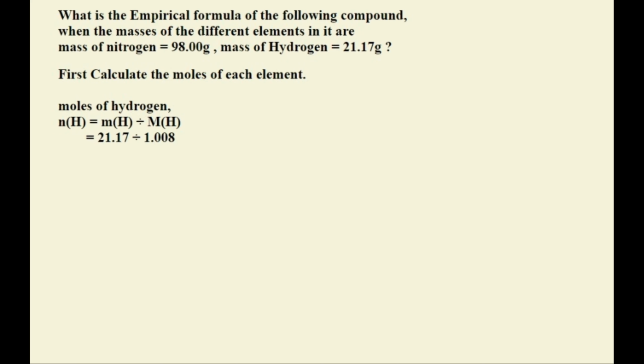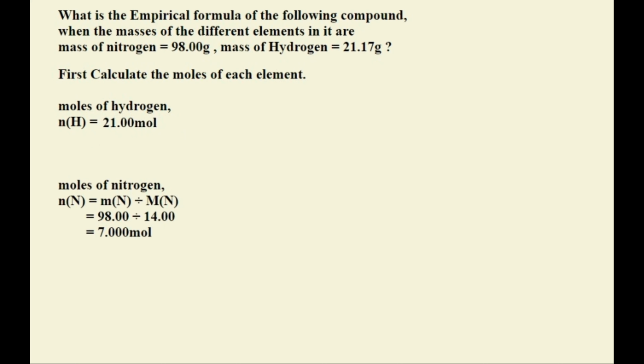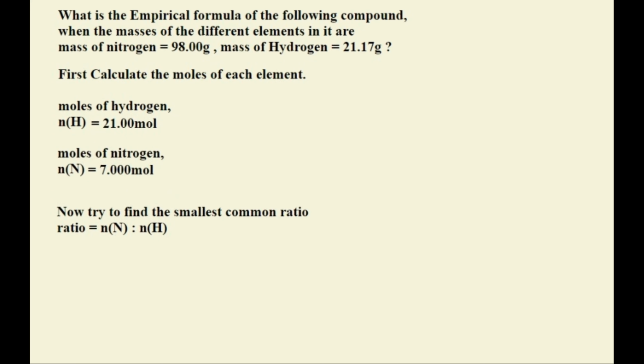We substitute the values in. These values are given in the question and found in the periodic table. And evaluating this expression gives us the amount of hydrogen in moles. We follow a similar process to find the amount of nitrogen in moles. Then we have to find the ratio of nitrogen atoms to hydrogen atoms, which is equal to the ratio of moles of nitrogen to moles of hydrogen.